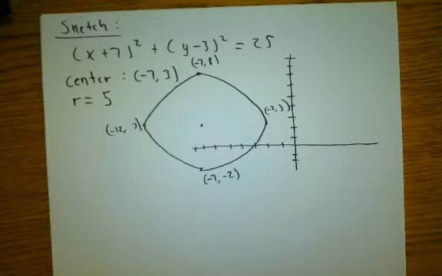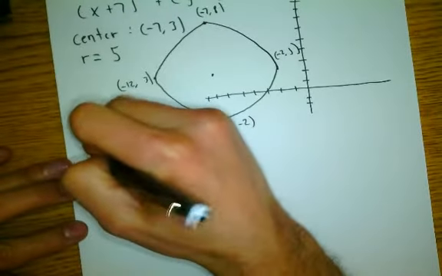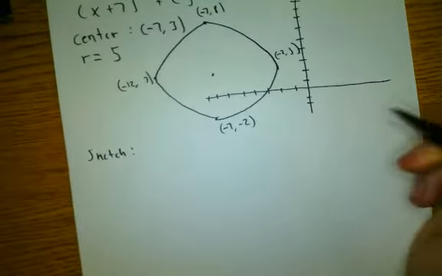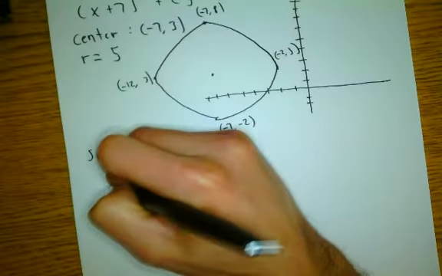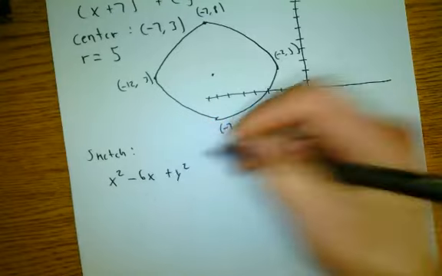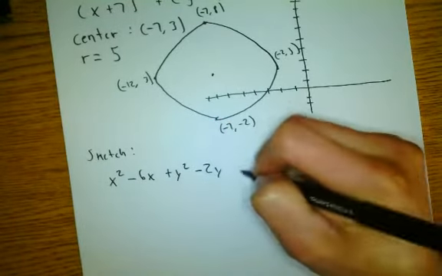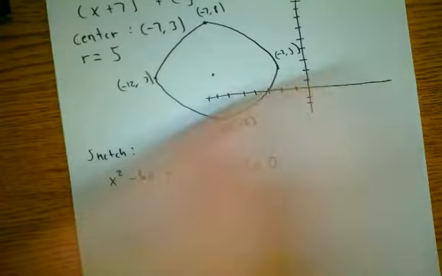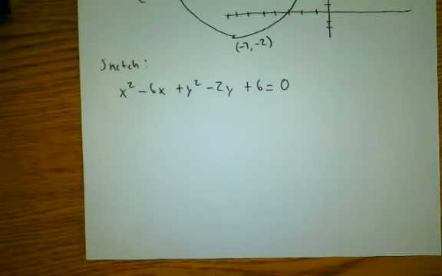All right. Well, what if I give you the same question, but then I give you something like this? X squared minus 6x plus y squared minus 2y plus 6 equal to 0. First of all, how do you even know that's a circle? Okay. Well, I haven't said anything. I didn't even say this was a circle, right? All I said was sketch, right?